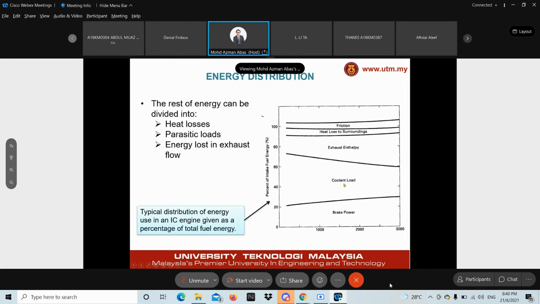You can see that probably 40% is being used in coolant load, 20% is being used in the exhaust, 10% is being used in friction, and also heat losses to the surroundings. So just make sure you understand this graph, because I will tell you, this will definitely come out in your exam.